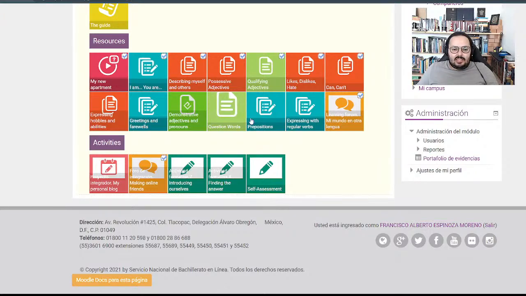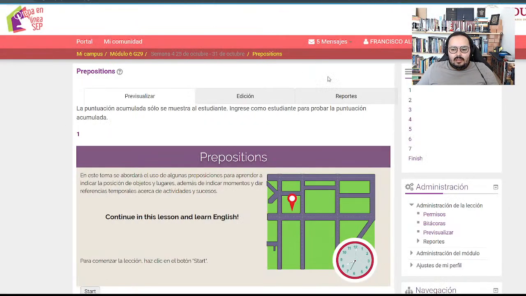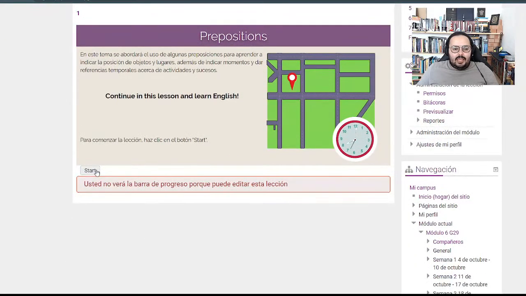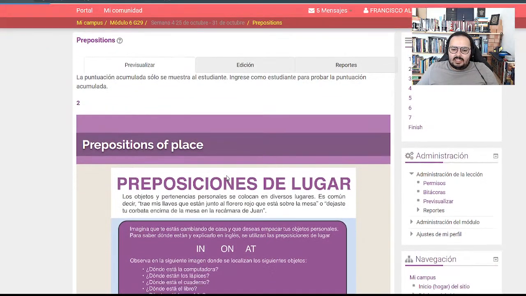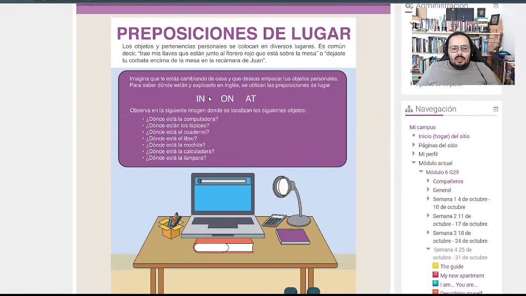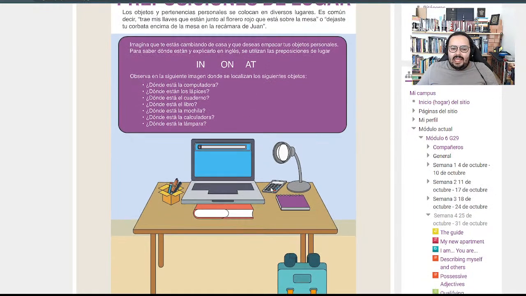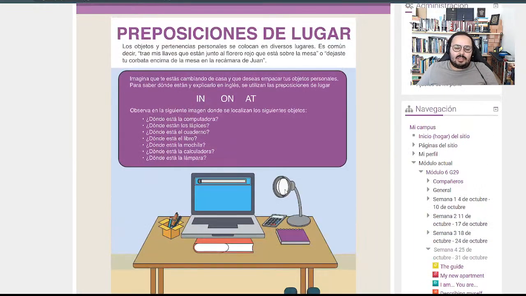and now let's go back. Now we have the prepositions, and here we have some different types of prepositions. The first one are the prepositions of place, and the most used are in and at. Remember, in, it is used to talk about something that is inside something, on something that is on the surface, and at something at a very specific place.